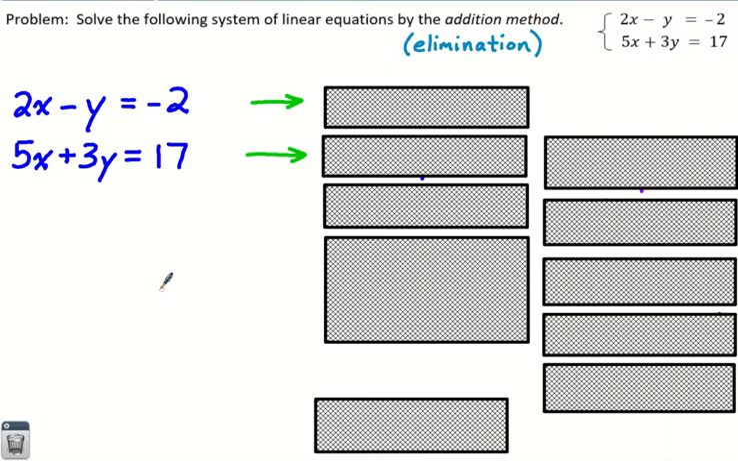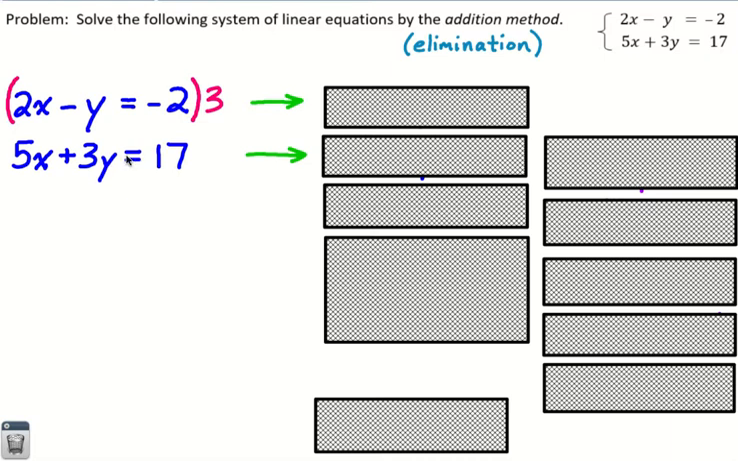Looking this system over, I see that it's going to be a little bit simpler to make the y's opposites. And all I have to do is multiply this equation in order to make this negative 1y into a negative 3y, because the opposite of positive 3y is negative 3y. So what should I multiply to this in order to make it negative 3y? Well, that's going to be 3.